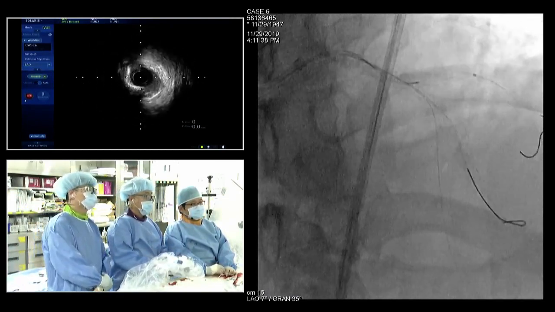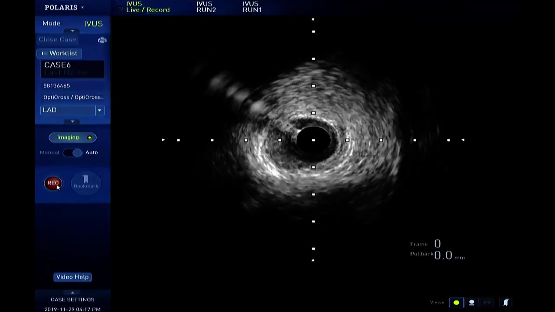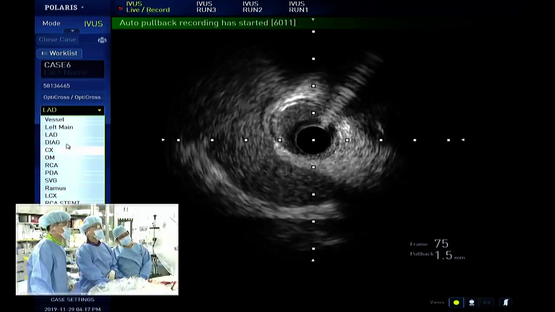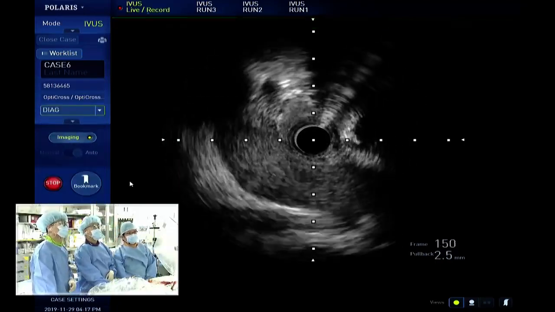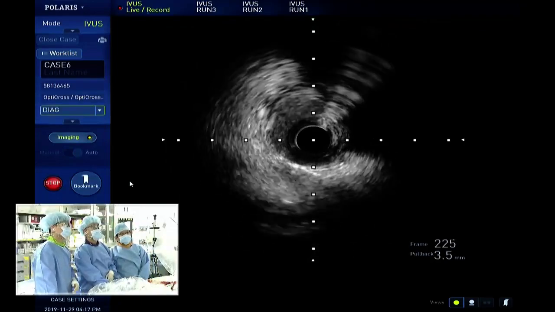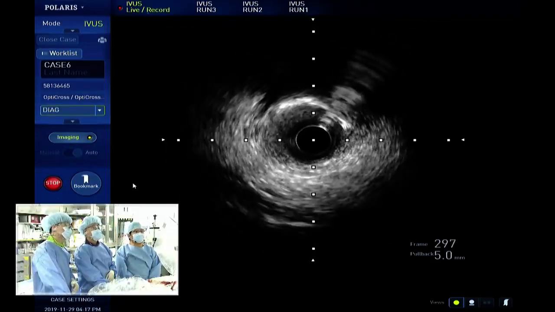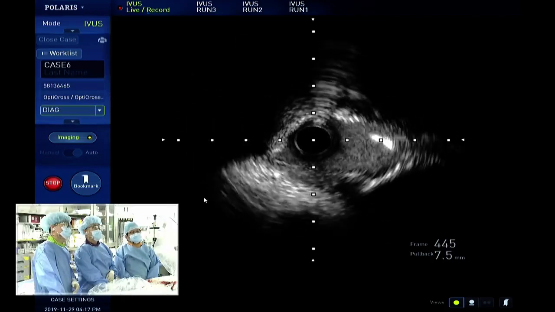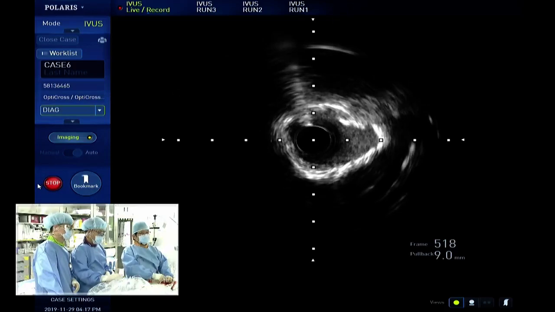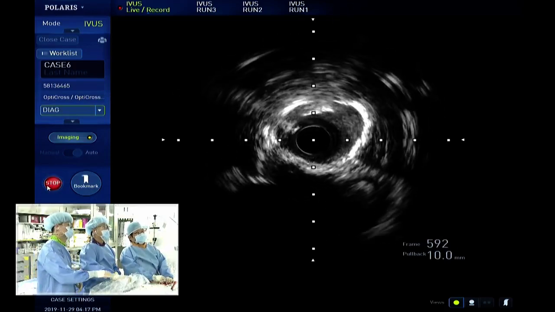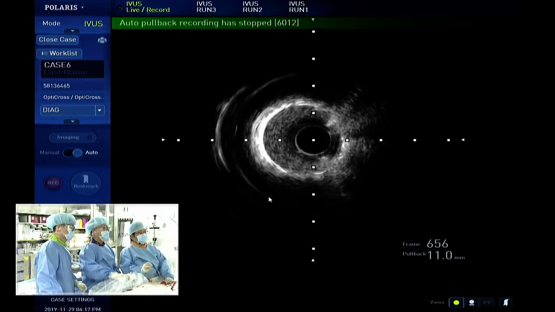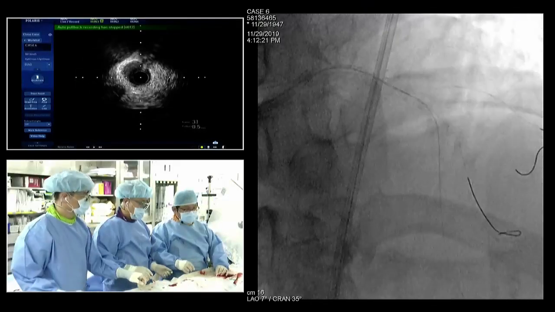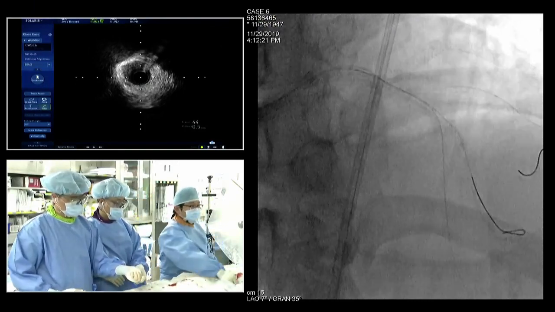Okay, diagonal branch. I'd like to see the IVUS for the diagonal branch. Okay, true lumen, fortunately. Good. Opening is 2.5, big. Some disease, calcified, black. Okay. Please give me the 2.25 stent.